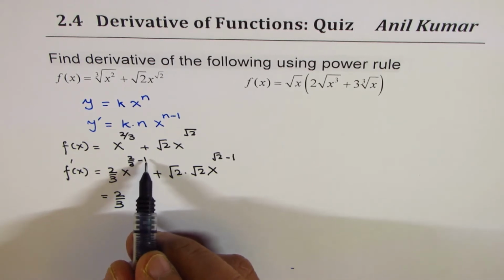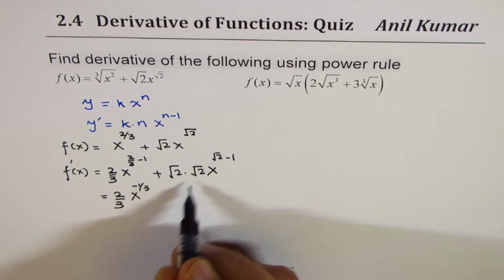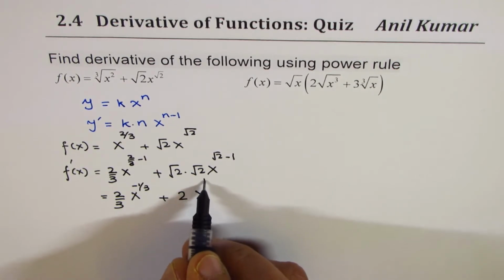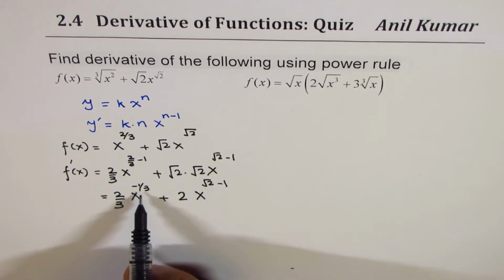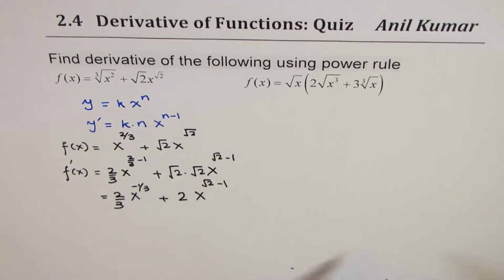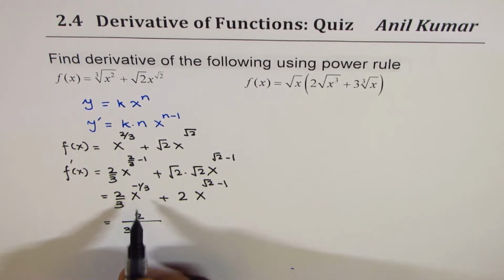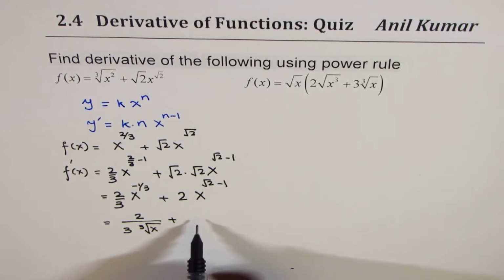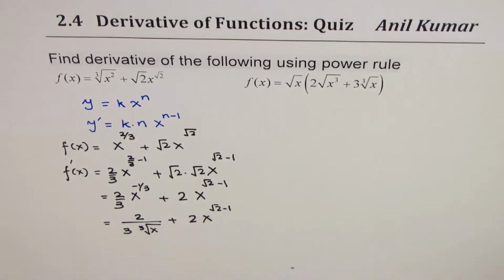Now this gives us 2 over 3, 2 minus 3 is minus 1, so we get x to the power of minus 1 over 3. Now that gives us 2, square root 2 times square root 2, and x to the power of square root 2 minus 1. Now it is good practice to write this with positive powers. So we should write this as 2 over 3, and that is cube root of x, plus 2 times x to the power of square root 2 minus 1, right? So that is how we can write derivative.